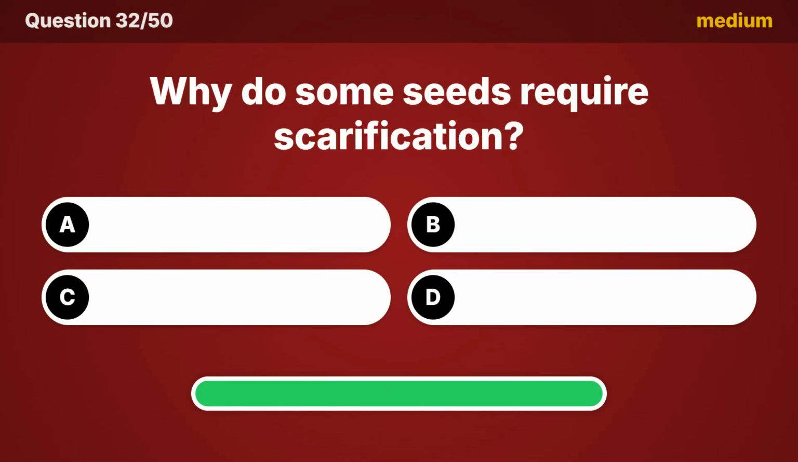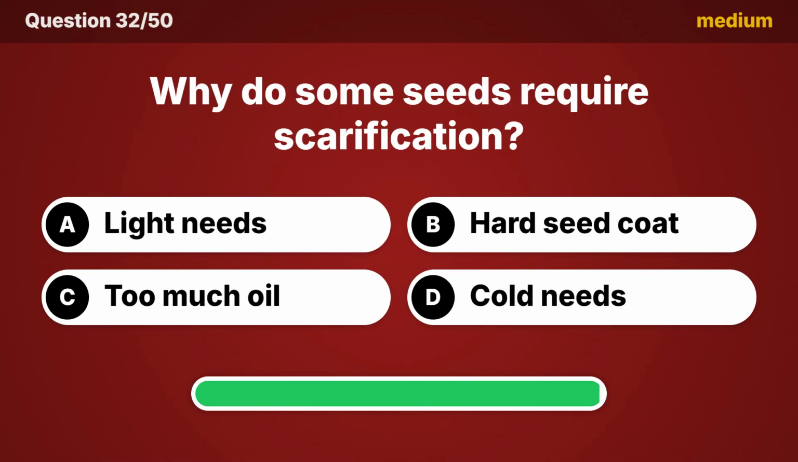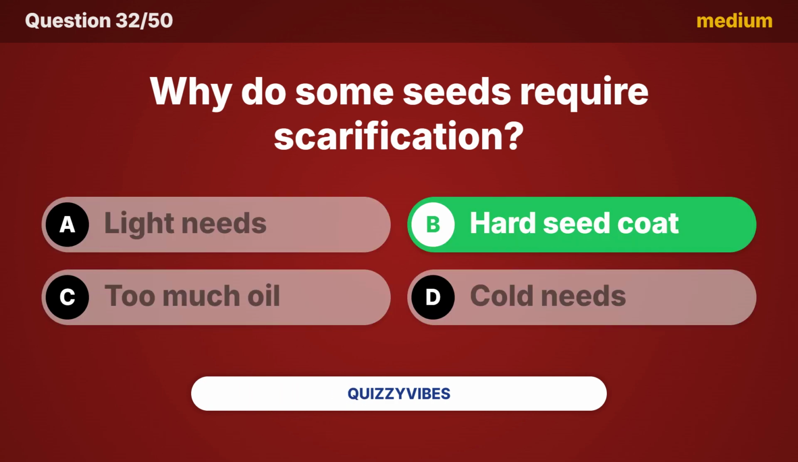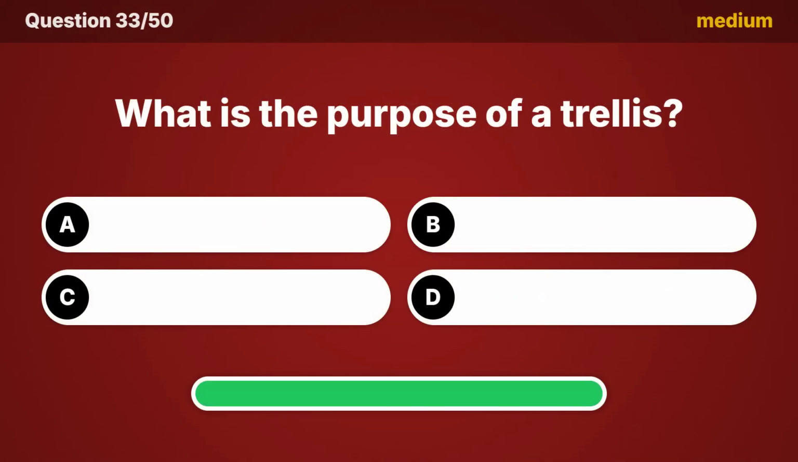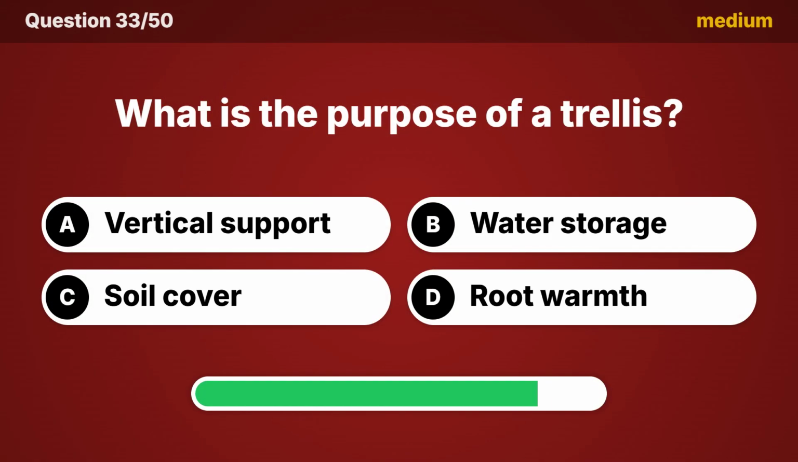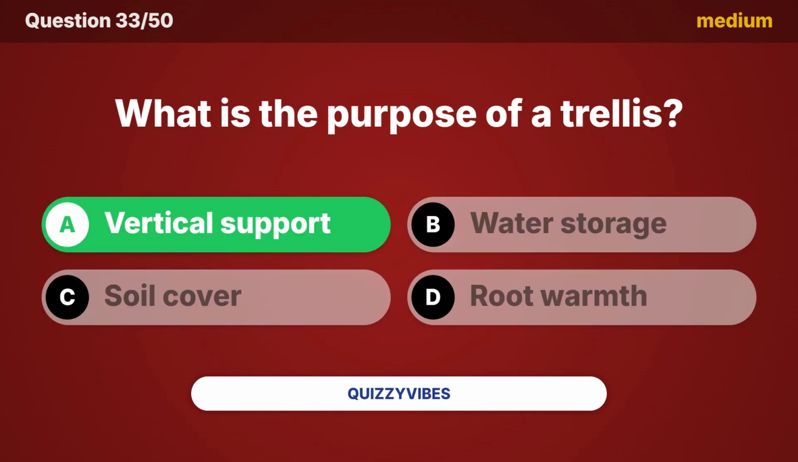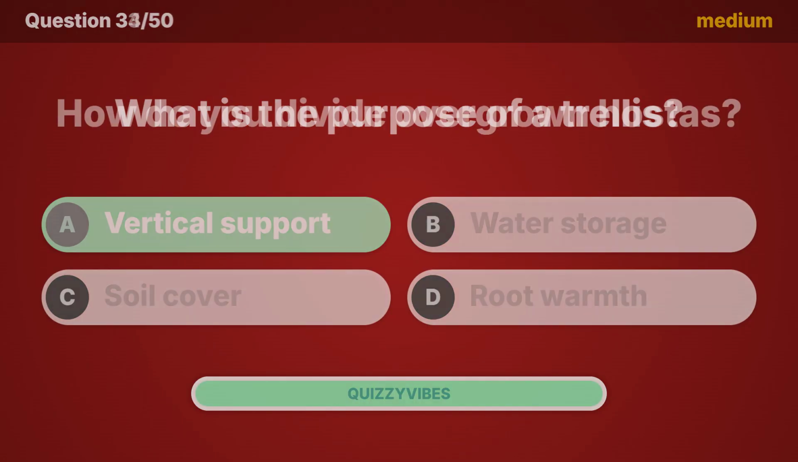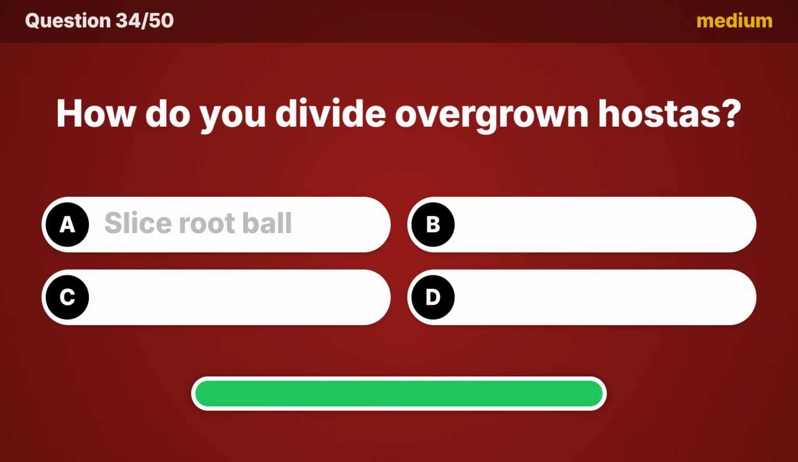Why do some seeds require scarification? The answer is hard seed coat. What is the purpose of a trellis? Answer, vertical support. How do you divide overgrown hostas?